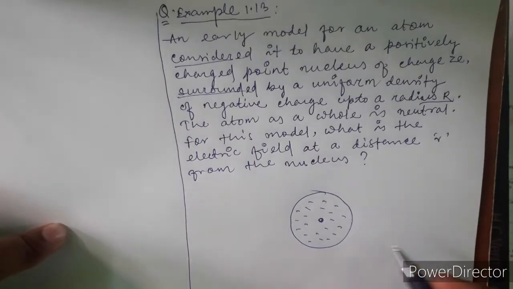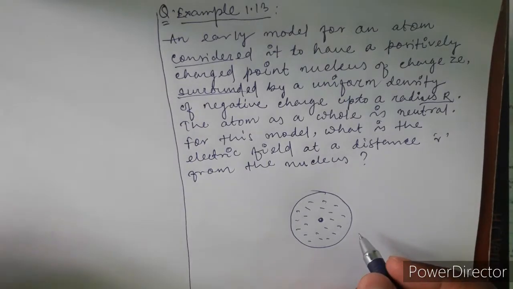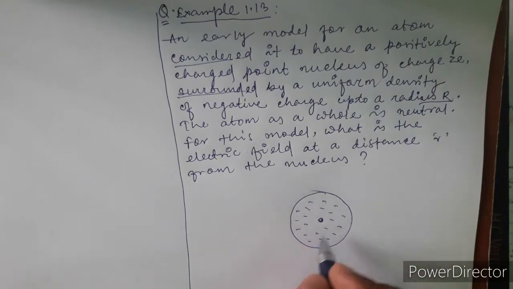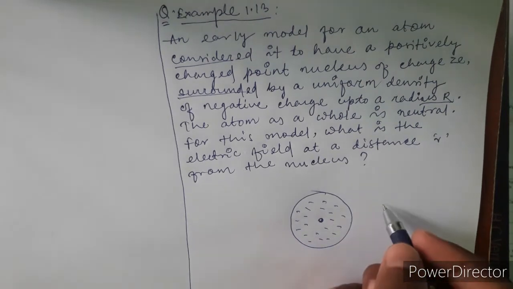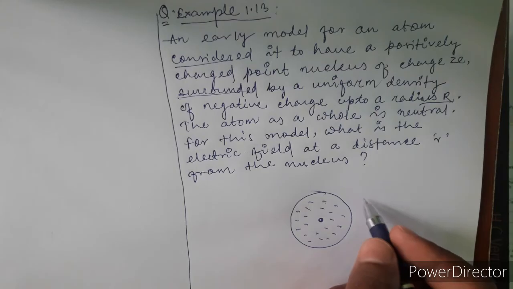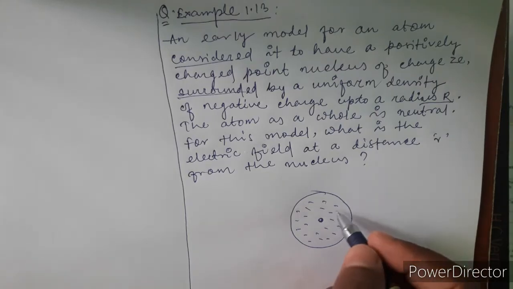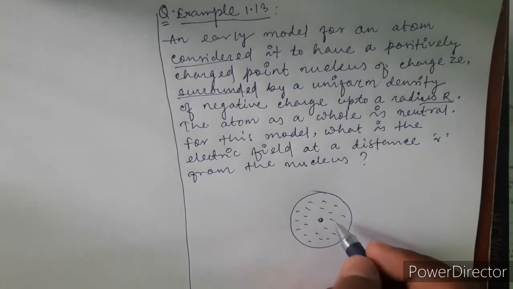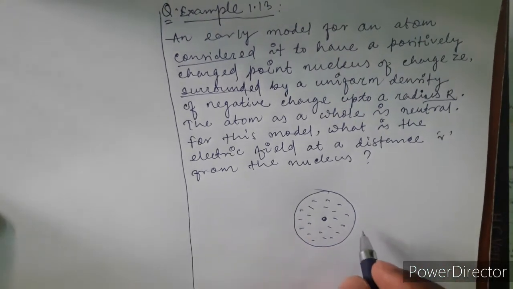Later on, Bohr postulated the theory, and the electrons revolve in different shells and are present in different orbitals. But we are interested in calculating the electric field for such a case, inside and outside the atom, at a distance r. That's why we have chosen this model, but this model is not true now. Now we accept the Bohr model, but let us calculate the electric field.